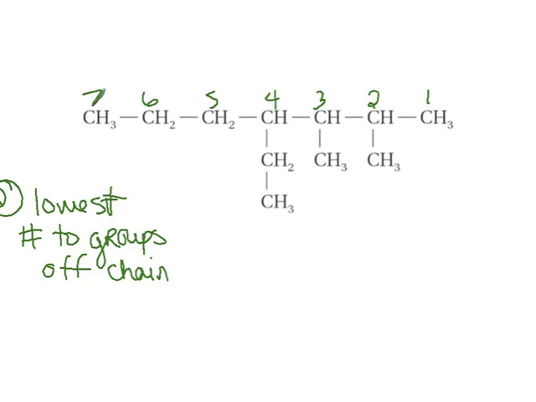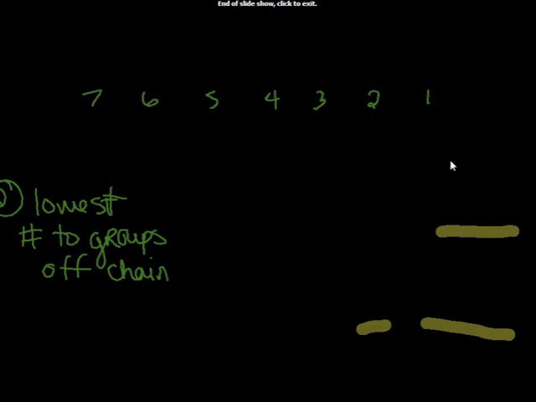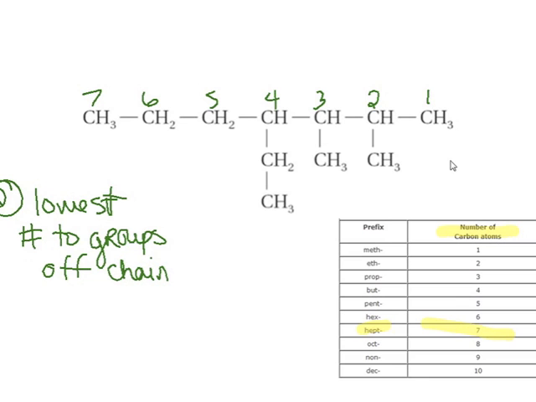Since this is 7, I look at this chart, you look at your number of carbons here, I have 7, so this is going to start with hept. And because this is the single bonded ones, all the single bonded ones end in ane. So this is going to be some form of heptane, but we're not done. We know it's some form of heptane.